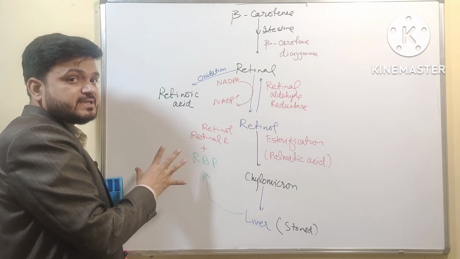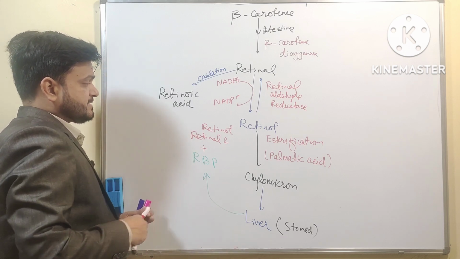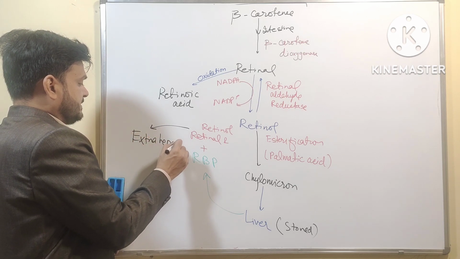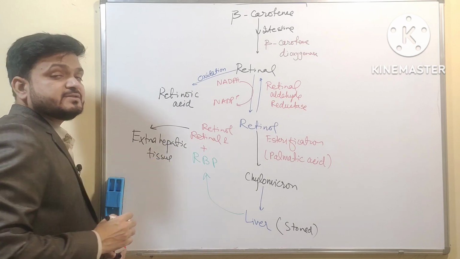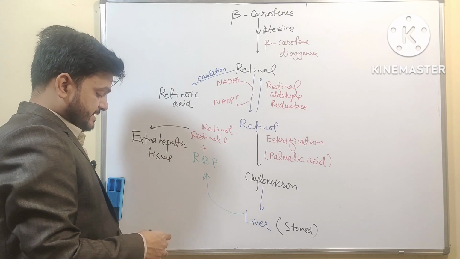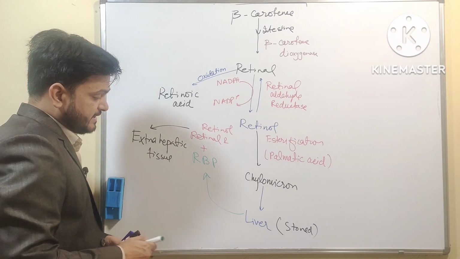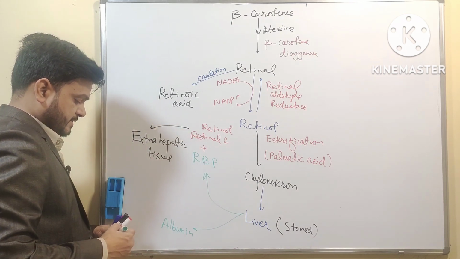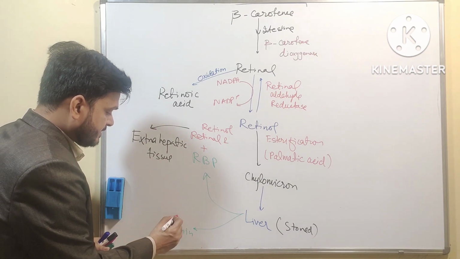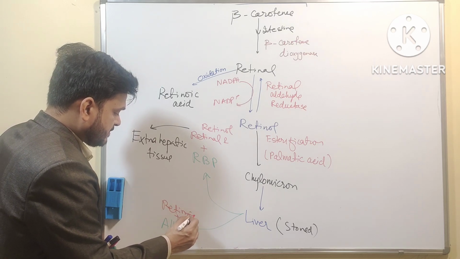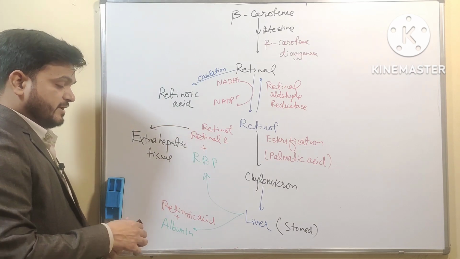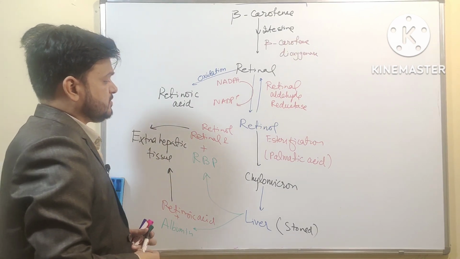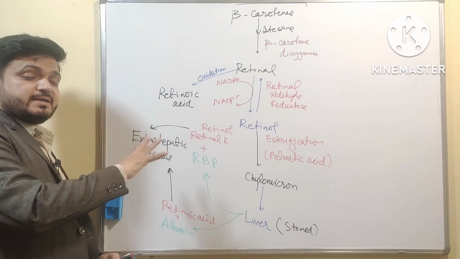It is only attached with this RBP and then goes to the extrahepatic tissue, or we can say transported to extrahepatic tissue. Wherever it is needed, it goes through this process. Now who is left? That is retinoic acid. Retinoic acid is bound with albumin, and when it is bound to albumin, it goes to the extrahepatic tissue. Wherever it is needed, it goes. So this is all about absorption and transportation of vitamin A.